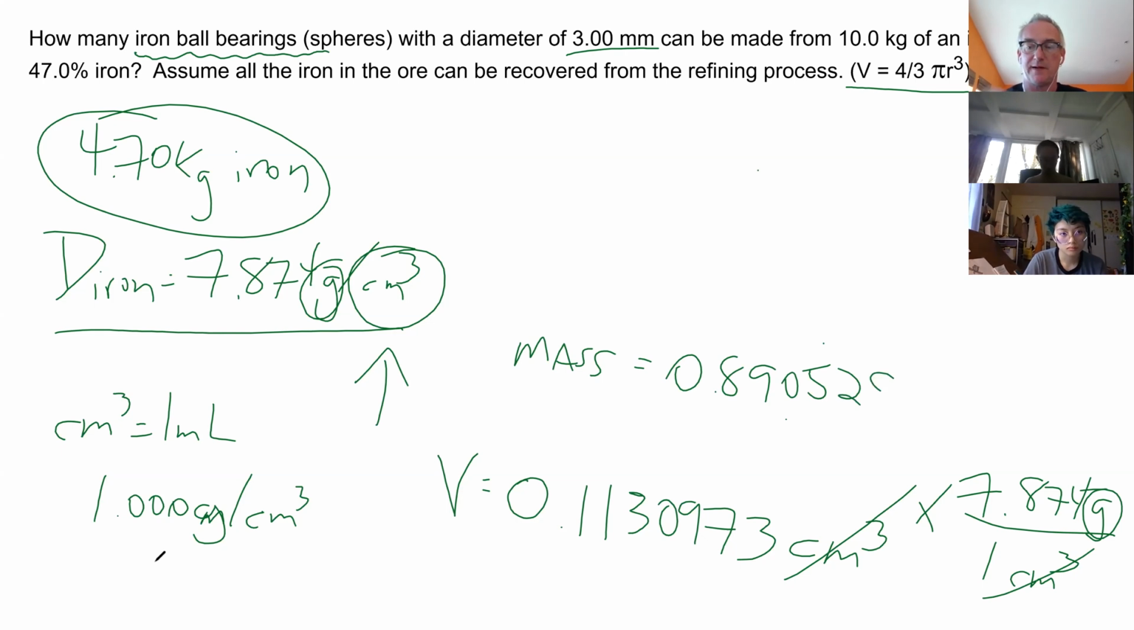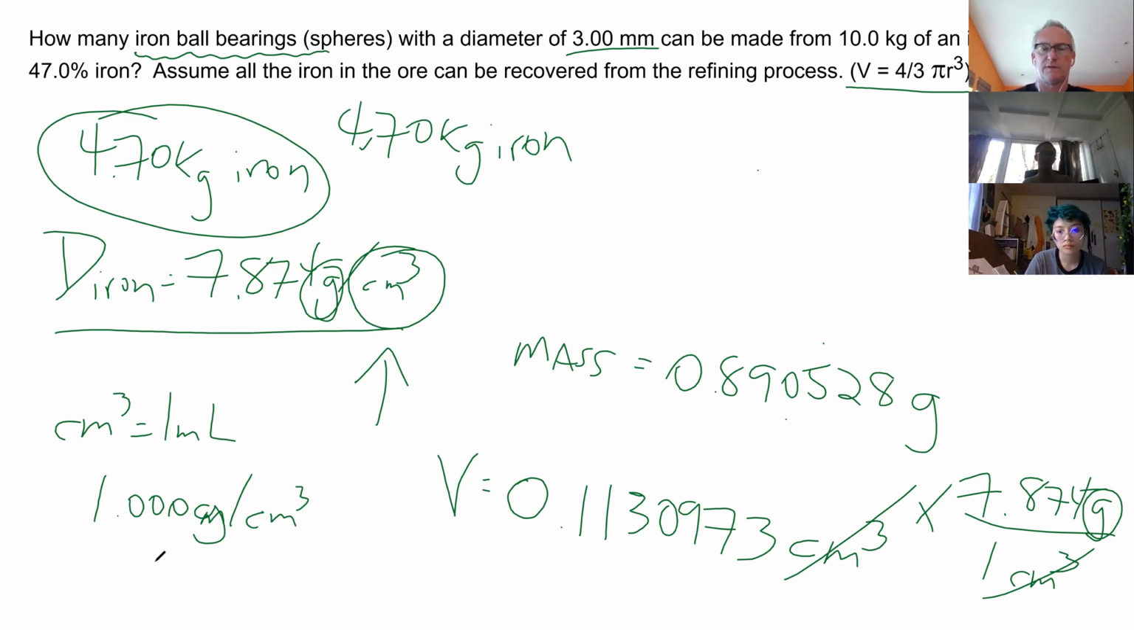0.890528. Yeah, it's probably good. All right, grams. So the mass of one ball bearing is that many grams. We have 4.70 kilograms of metal to make those ball bearings. So how do I get to the number of ball bearings from that?